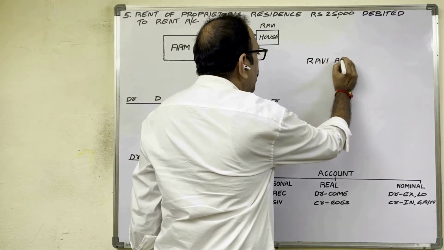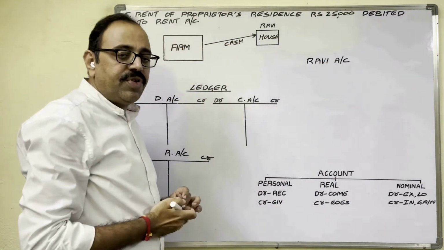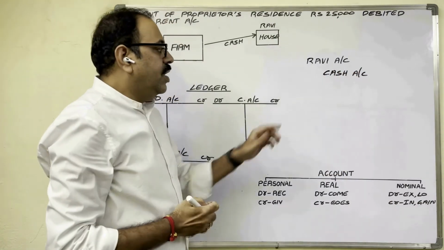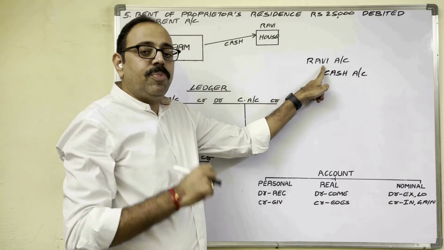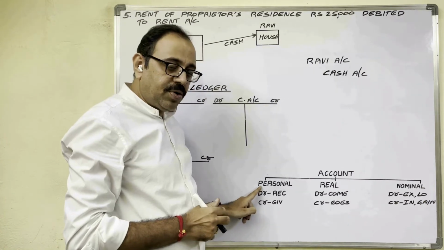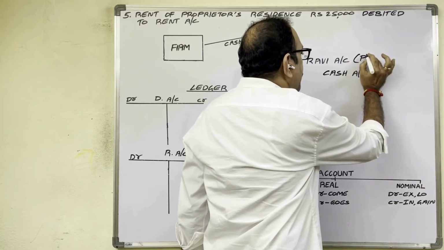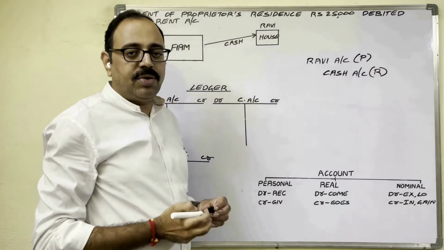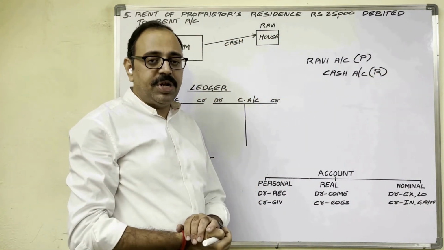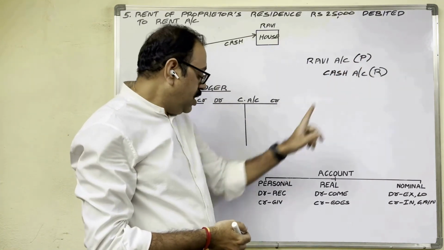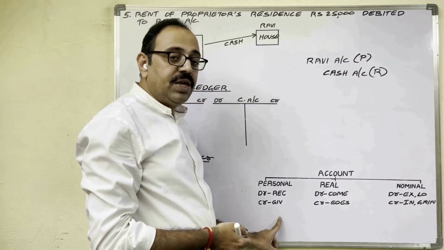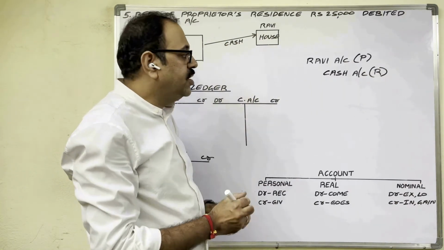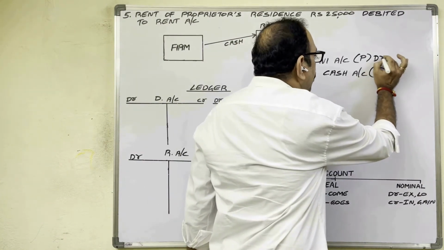Therefore, Ravi account is one account. From the firm, cash is going. Cash account is one account. Ravi account, with the person's name we opened this account. This is a personal account. Cash account: cash is an asset, with the asset name we opened this account, therefore it is a real account. Finally, apply the double entry principles. Personal account principle: debit the receiver, credit the giver. From the firm, Ravi is taking money. He is a receiver. We should debit Ravi account.